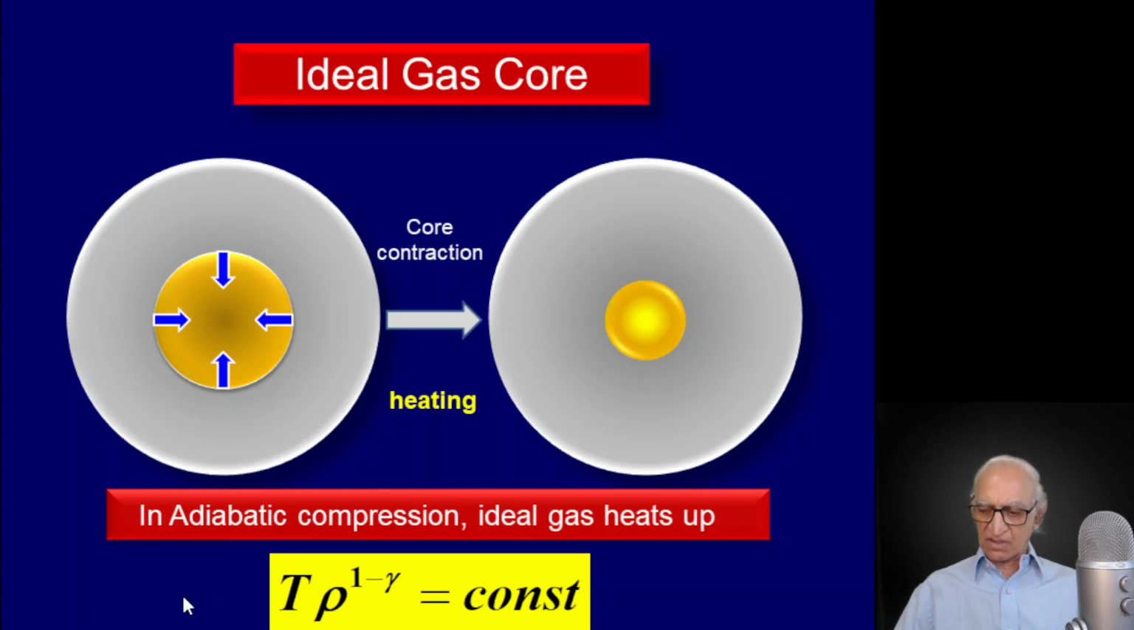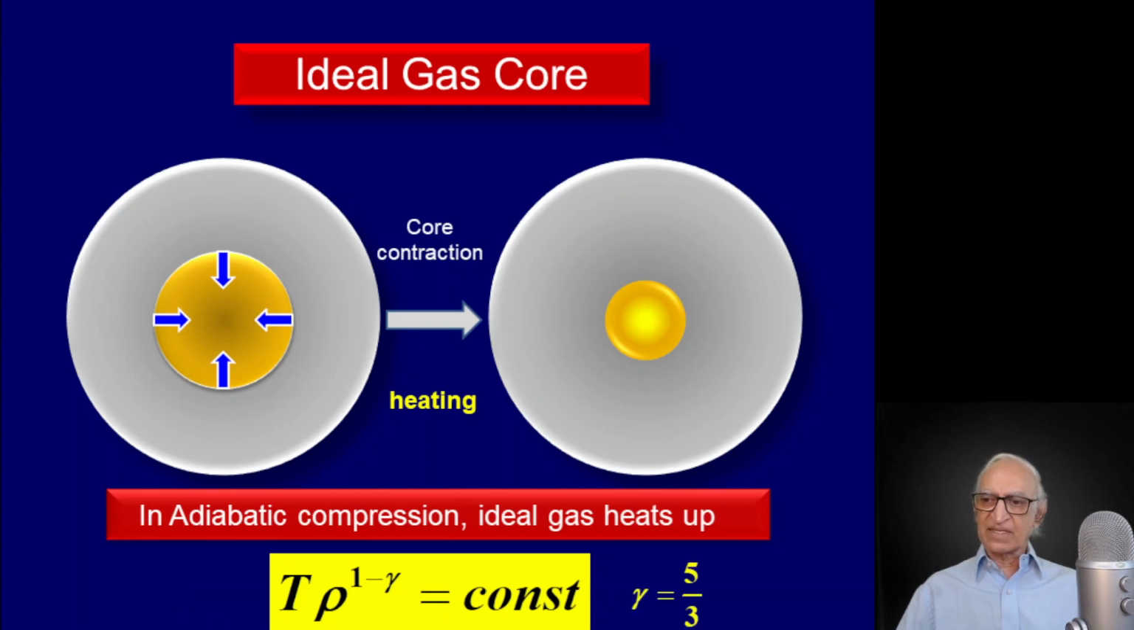I'm sure you've heard of adiabatic processes in which the entropy remains constant. There is no heat exchange with the outside world. In such a compression, there are some well-known relations. For example, PV to the power gamma is a constant. From that, I can write T rho to the power 1 minus gamma is a constant.